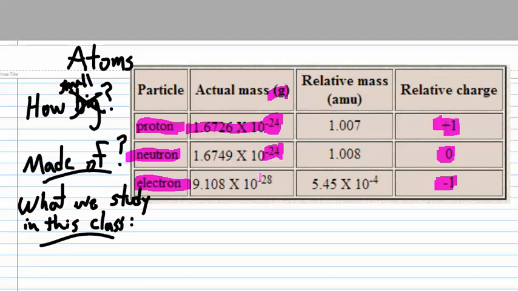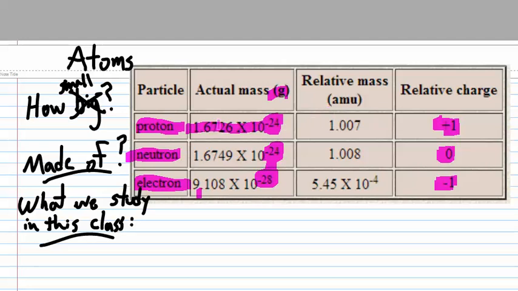Now, the mass of an electron, look at this, 10 to the -28th. What does that mean? That means that it's 4 orders of magnitude smaller, or less massive than the other particles. So that means 10,000 times less. So usually in chemistry we kind of ignore the mass of the electron because it's 10,000 times lighter, so who cares?